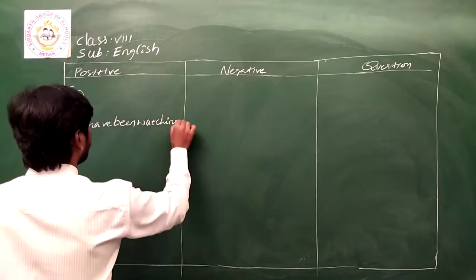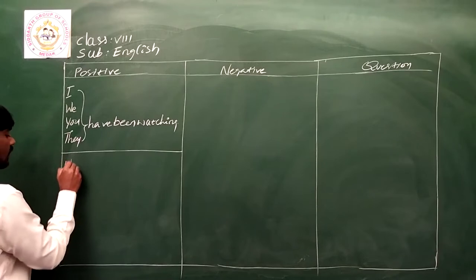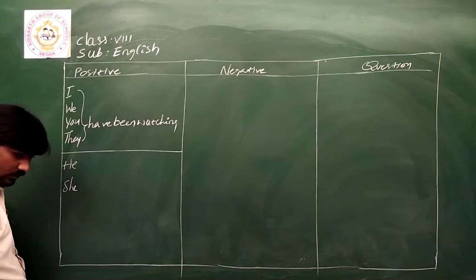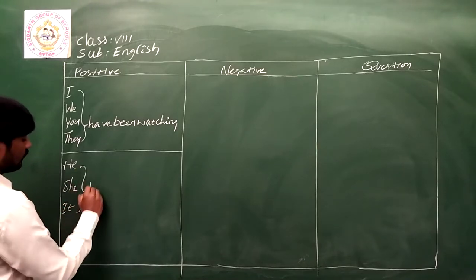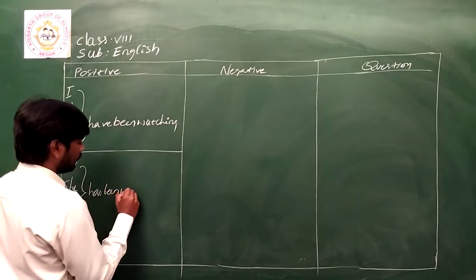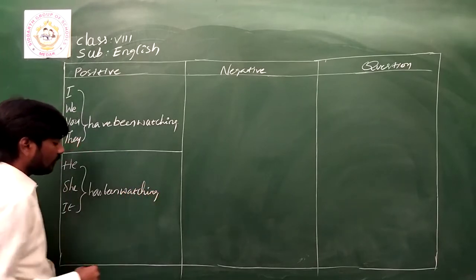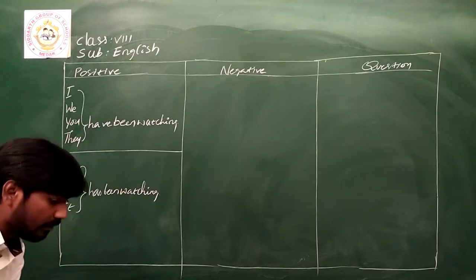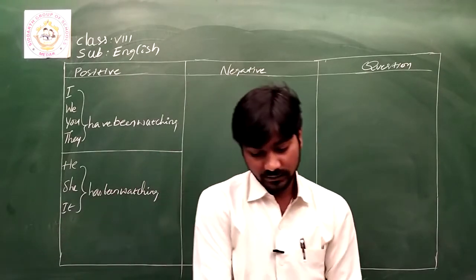Next one. Third person singular. He, she, it has been watching. Okay. I have been watching, we have been watching, and they have been watching.